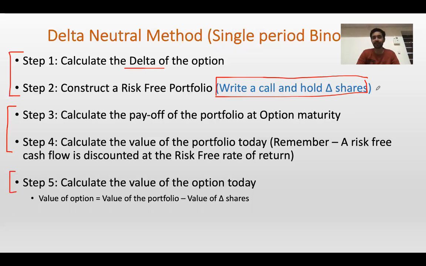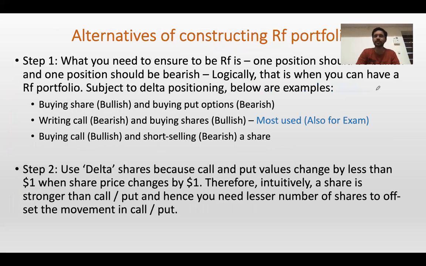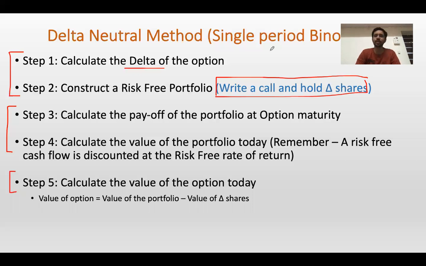Again, I have 2 separate slides of alternatives for constructing a risk-free portfolio, but I do not want to divert myself into how to construct one. So for now, just learn it by heart that a risk-free portfolio can be constructed by writing one call option and holding delta shares. The delta that we calculated in step 1 is essentially being used in step 2 for portfolio construction.